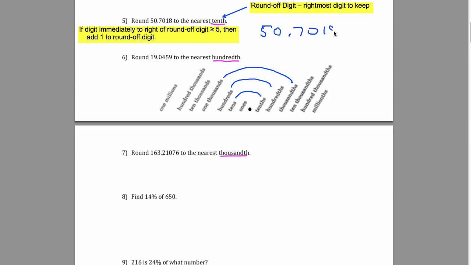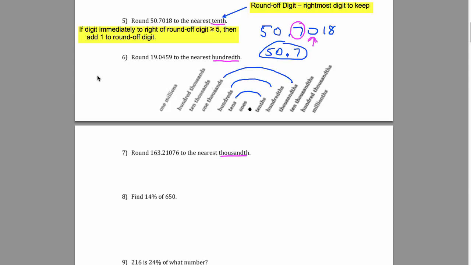50.7018. The round-off digit is going to be tenths. So we see that tenths is one column to the right of the decimal point. And now we ask ourselves, is the column to the right greater than or equal to 5? And since the answer is no, we leave the round-off digit alone, and the final answer is 50.7.